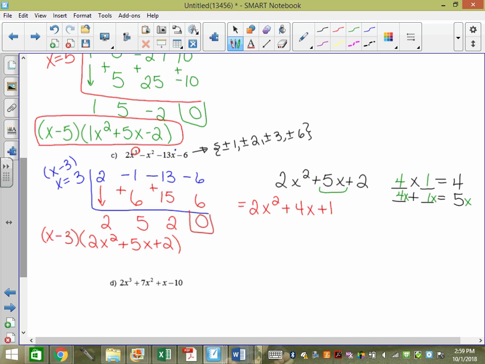Could I write it as 1x plus 4x? Does that matter? Is that still 5x? 1x plus 4x? Absolutely. Doesn't matter the order. And then plus 2 at the back. We agree? So we literally just replaced the 5x with 4x plus 1x.